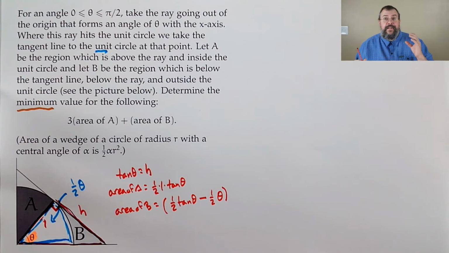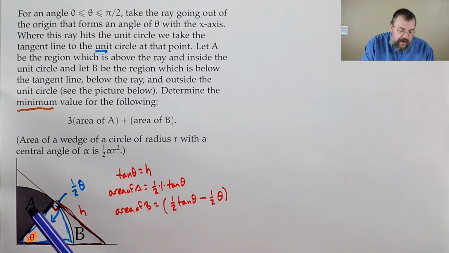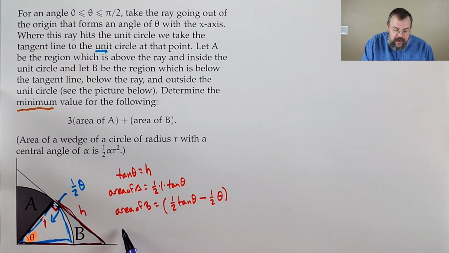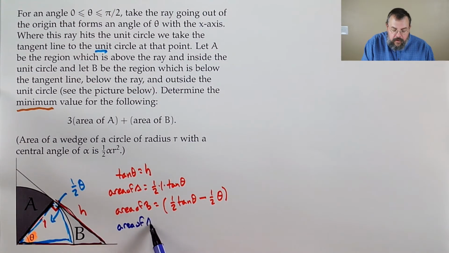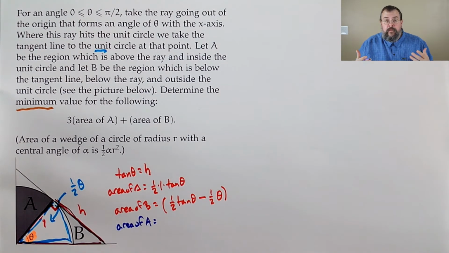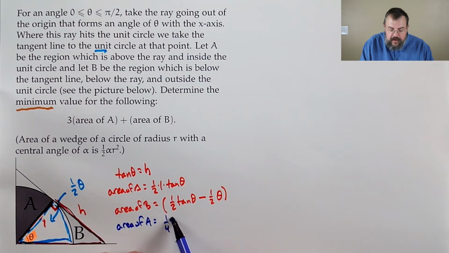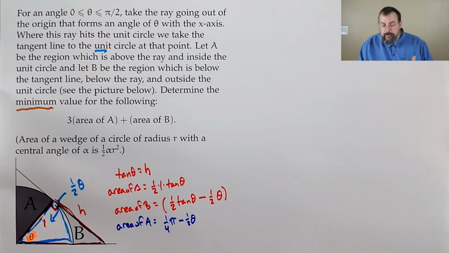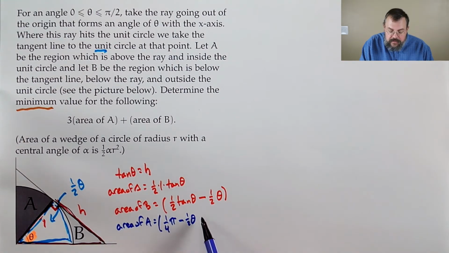Now the area of A is actually the easier one. For A, I can take 1/4 of the circle, then subtract off this little wedge. Well, 1/4 of a unit circle is area pi r squared, so it's 1/4 pi, and then we subtract this little piece here, 1/2 theta. Again, it's the quarter circle, subtract that wedge. So there's my area of A and my area of B, all expressed in terms of theta.